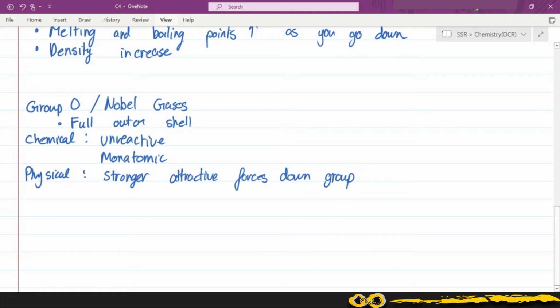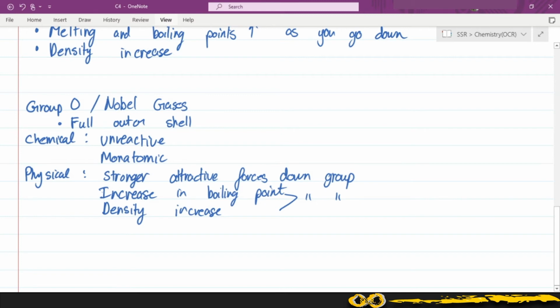You will have an increase in boiling points as you go down the table. And you will also have an increase in density as well. And just to clarify, both of these are as you go down the group, so remember that trend.